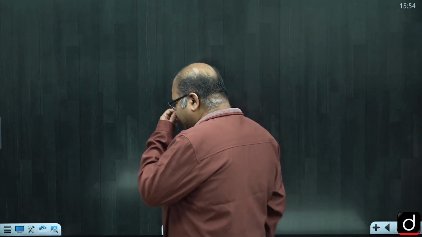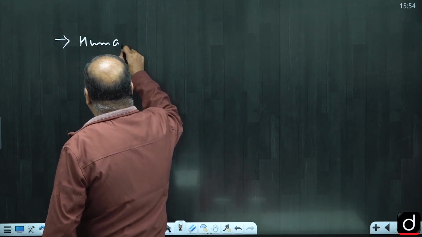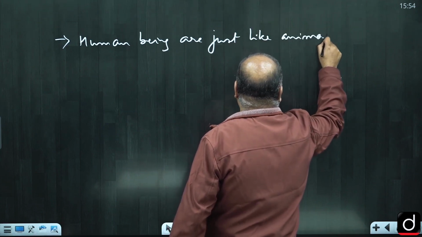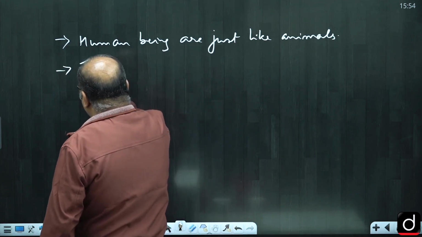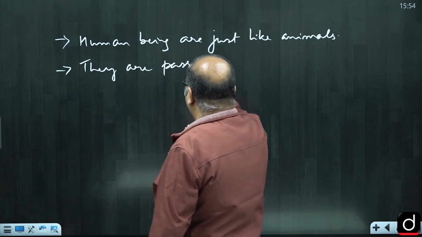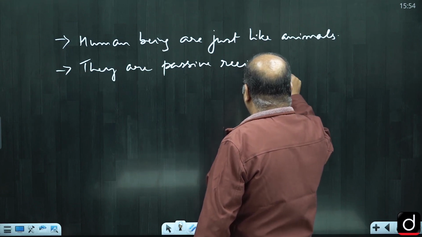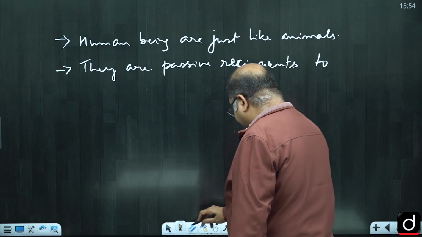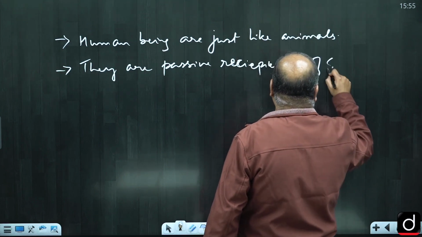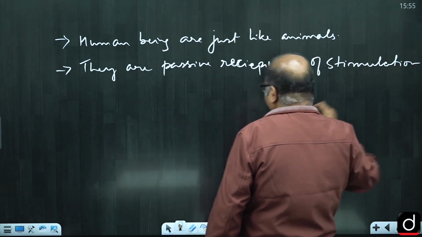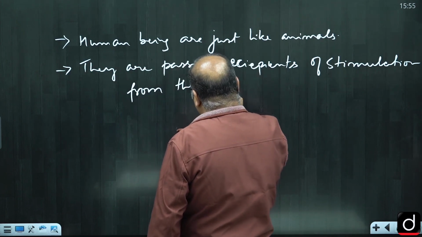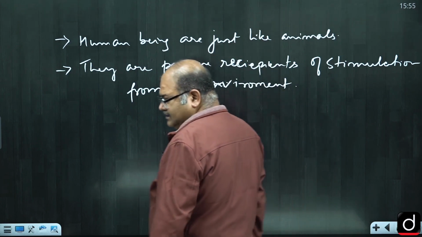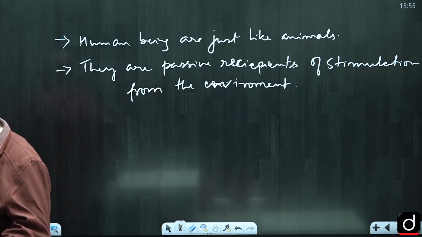So Watson said, human beings are just like animals. They are passive recipients of stimulations. Stimulations come from stimulus from the environment. They are passive recipients of stimulations from the environment.